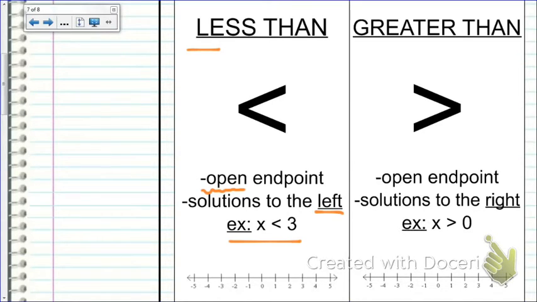So when we're graphing it on the number line, we use the open endpoint because that's the fence around 3. All the solutions are to the left because to the left of the number line is where all the numbers that are less than 3 lie. So I would put an open endpoint at 3 and draw an arrow to the left, because that indicates that every single value to the left of 3, and you cannot include 3, satisfies the requirement x less than 3.